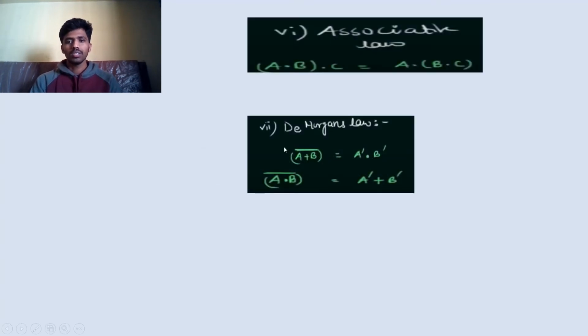Then the next law is De Morgan's law. In De Morgan's law, the complement of A or B gives us A complement and B complement. Then the complement of A and B gives us A complement or B complement.